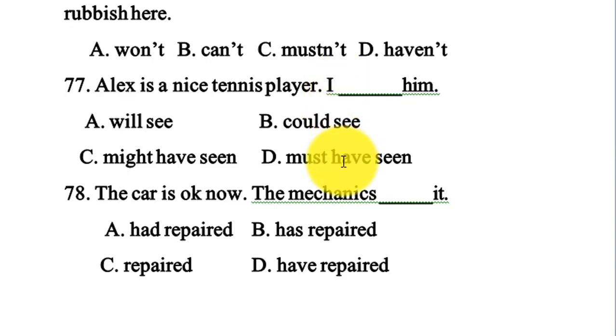Must have seen is something which is sure and has evidence. He is a nice person, an important person, so I must have seen him. Must have plus past participle talks about things that happened in the past.